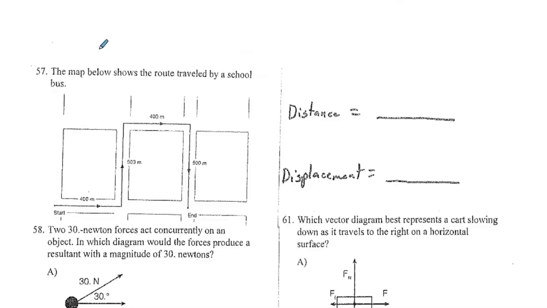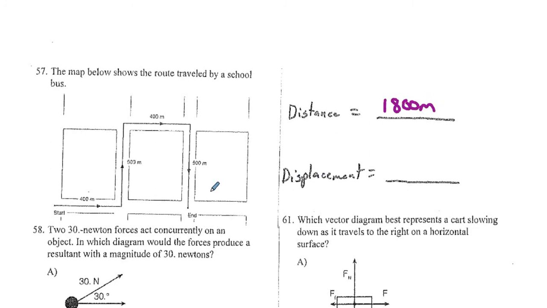All right, so next one, the map below, so we have to figure out distance and displacement. Okay, so remember, distance is what your feet would feel. Displacement is your change in position. So the distance would simply be 400 plus 500 plus 400 plus 500, and that adds up to 1,800 meters.